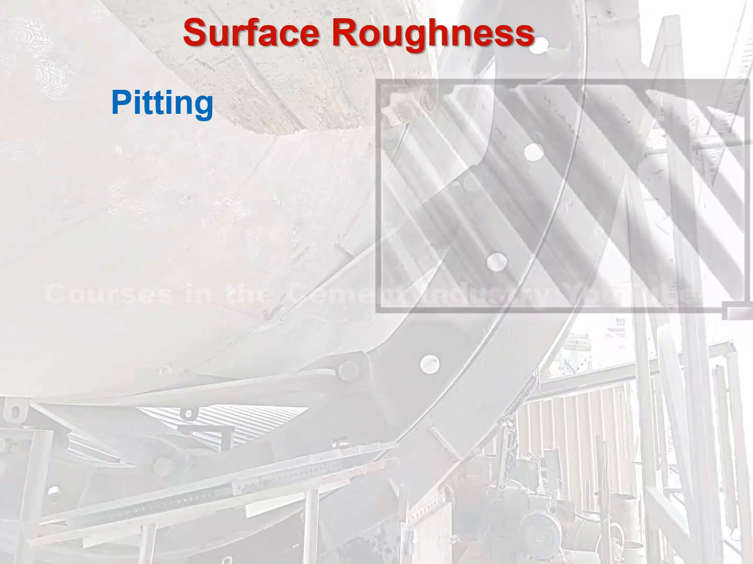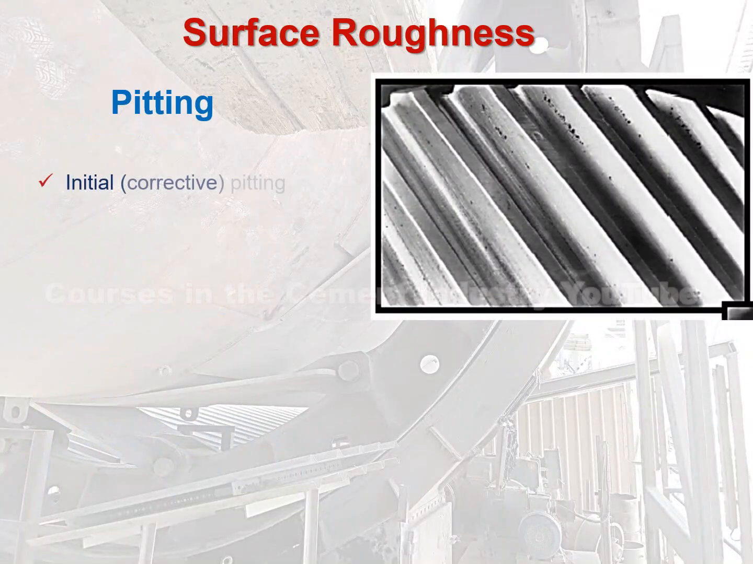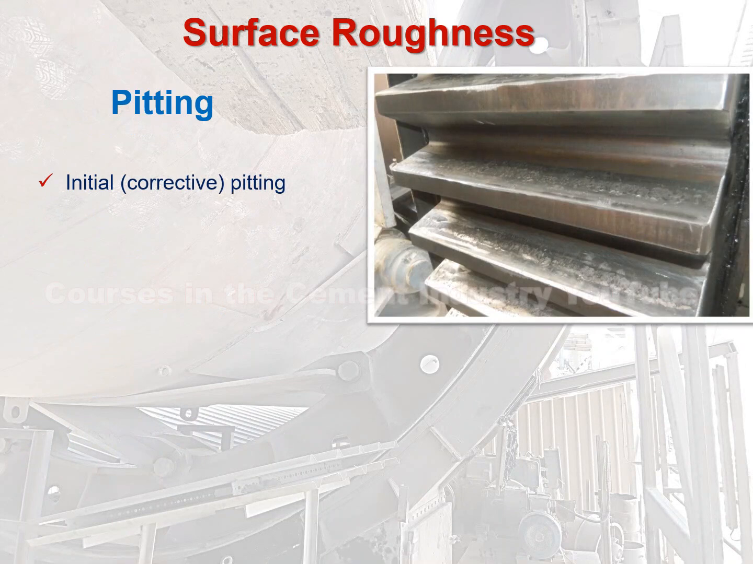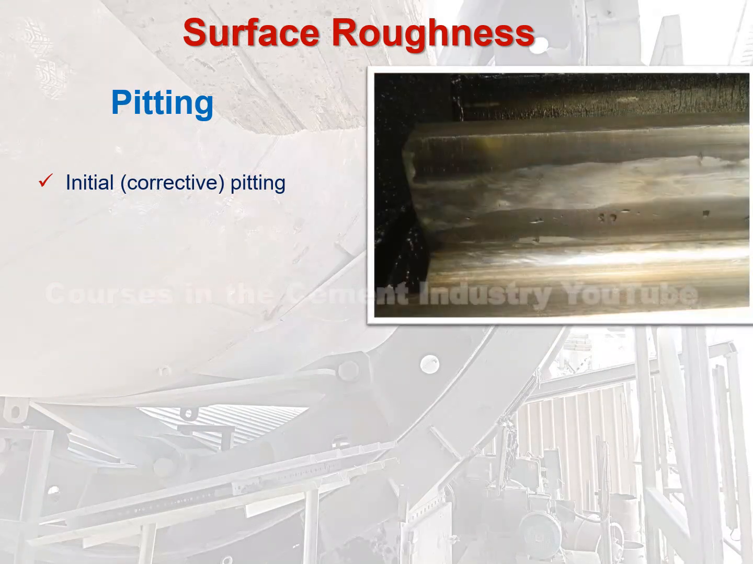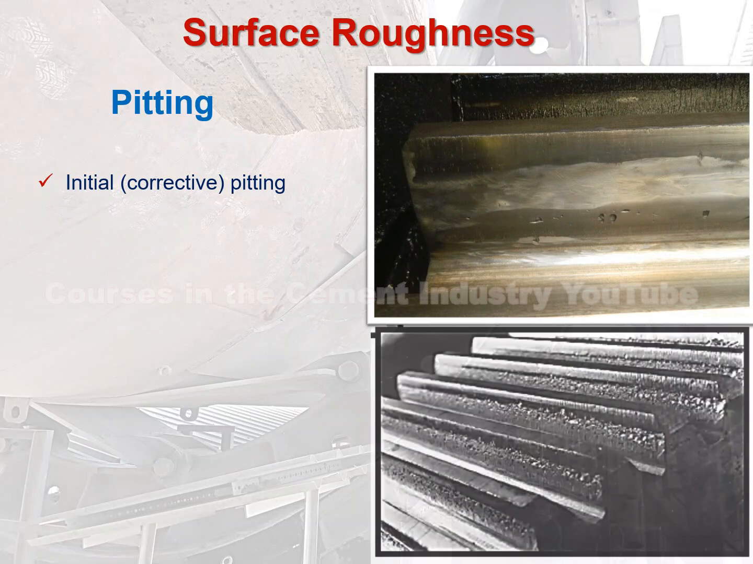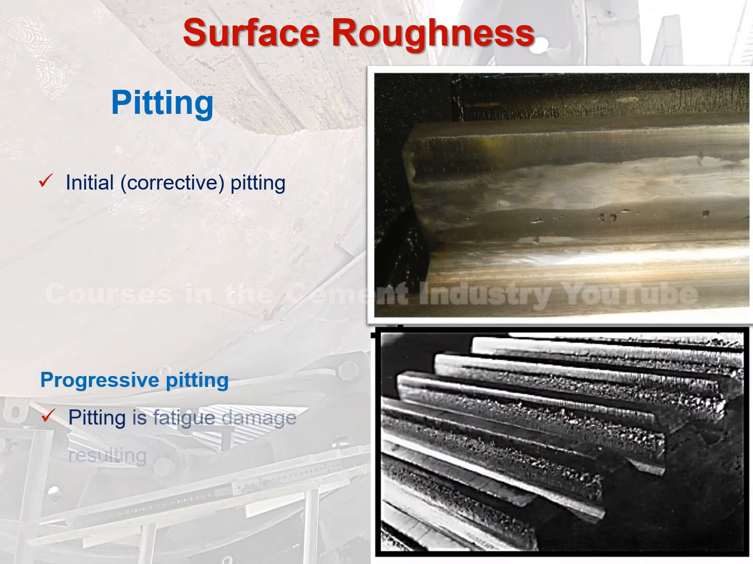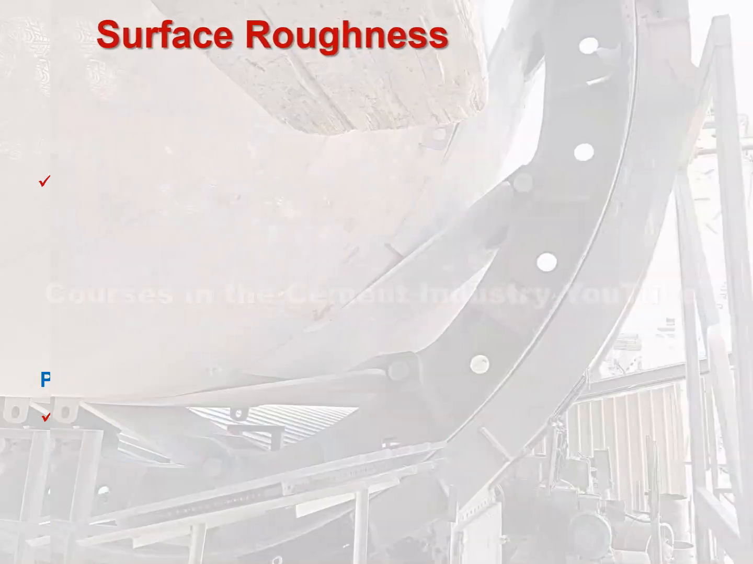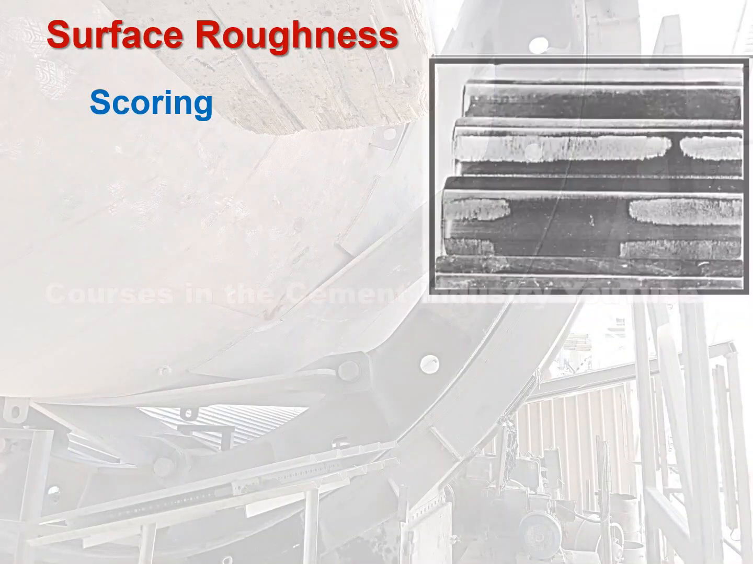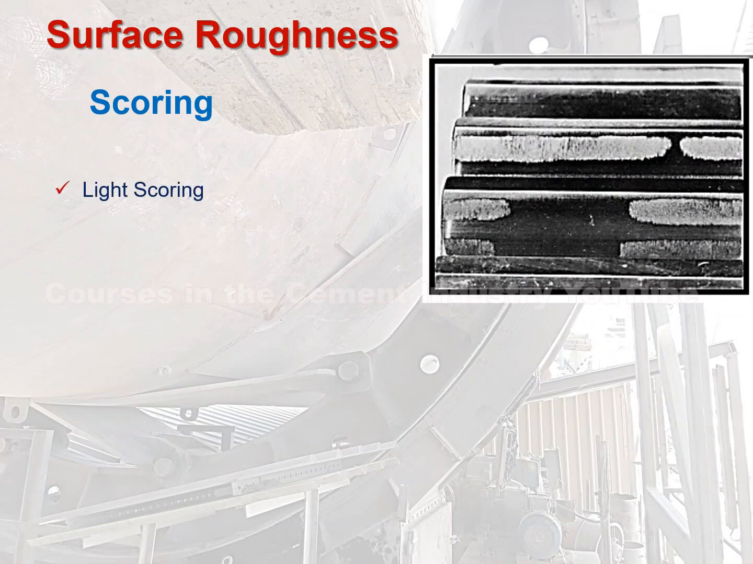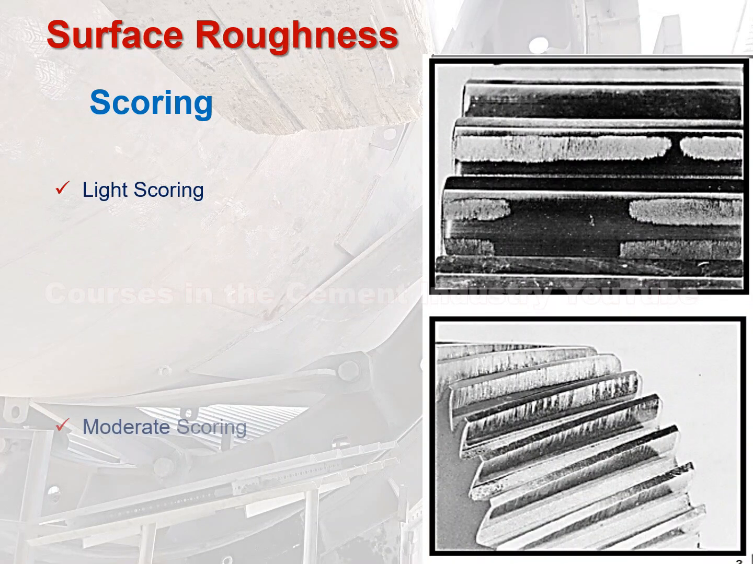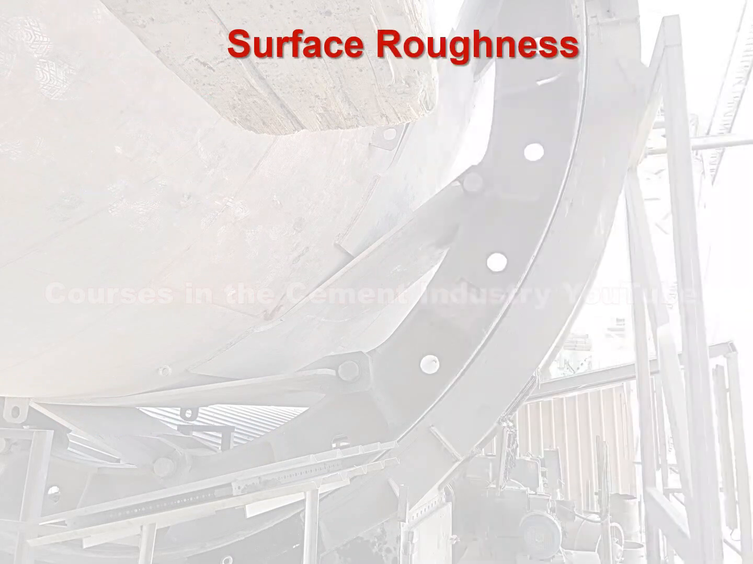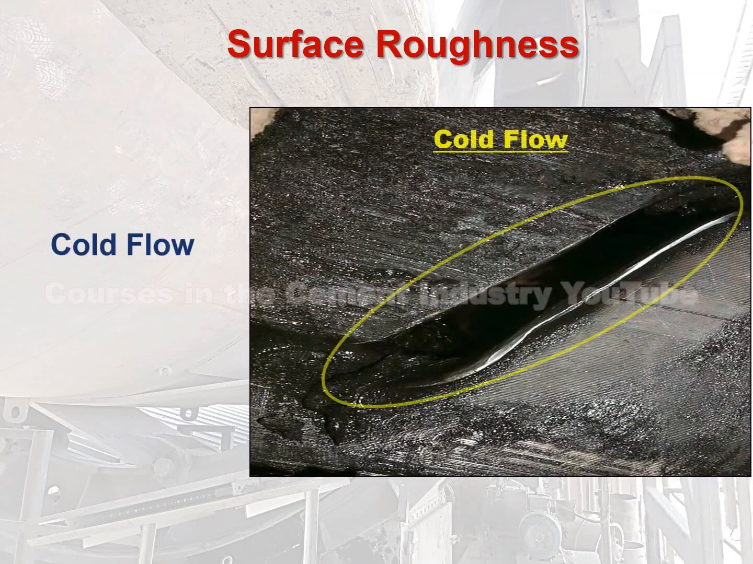Pitting. In this picture it is explained. Initial corrective pitting. In this picture it is explained. Progressive pitting. Pitting is fatigue damage resulting from overloading. Scoring. In this picture it is explained. Light scoring. In this picture it is explained. Moderate scoring. In this picture it is explained. Cold flow.